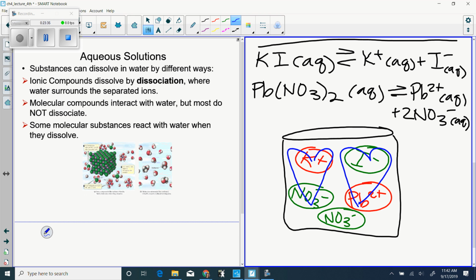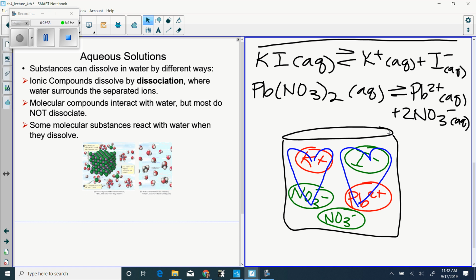Okay? So, let me show you. There's something called equilibrium constant that shows which way is more likely. I'll show you.